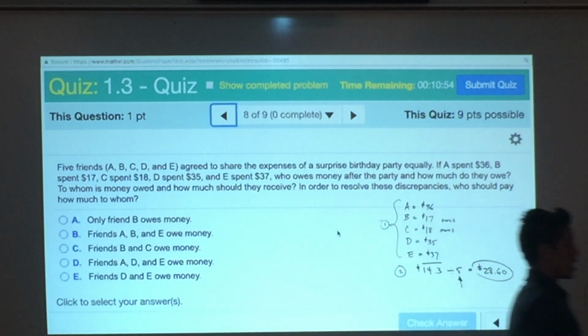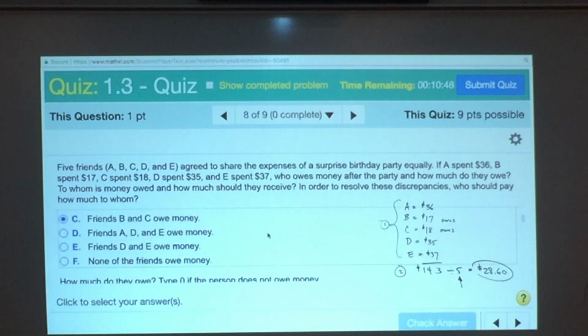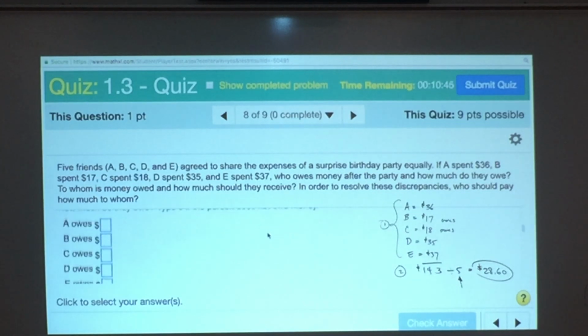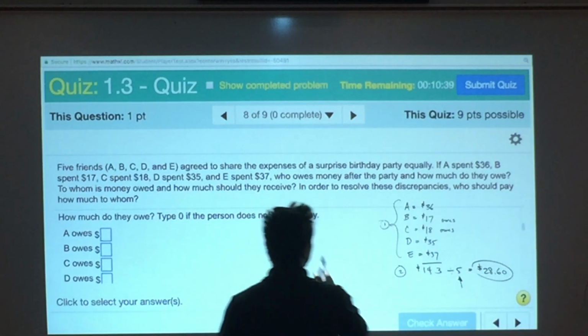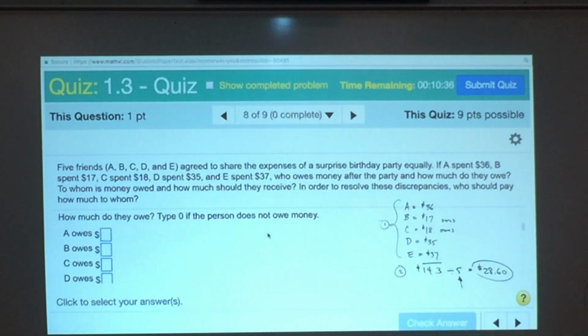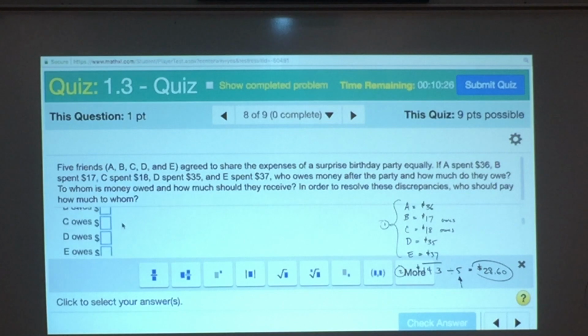Okay? Now, I can't verify this because I'm actually sitting on the quiz, right? But I'm just going to go through it. So friends, B and C owe money. Let's go through this. How much do they owe? So notice how it says type 0 if the person does not owe any money. Who's going to get 0? Exactly. So A, D, and E are going to get zeroed out. So I'll just zero those guys out right now, or gals, whatever. A, D, and E owe 0, and we can go figure out B and C.